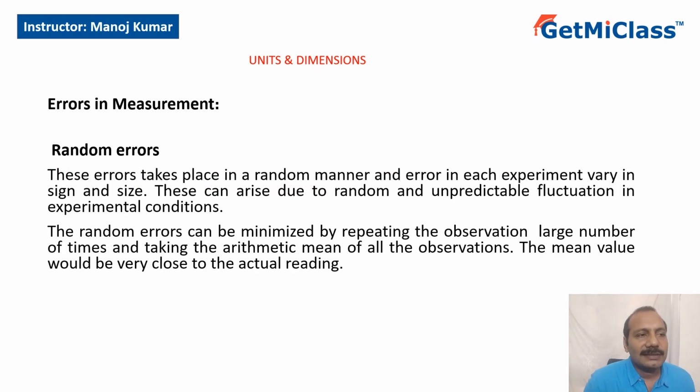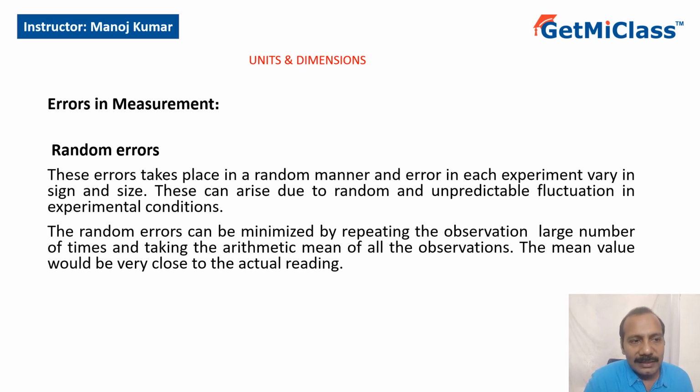The next type of errors are random errors. These errors take place in random manner and the error in each experiment varies in size as well as sign. That means random errors can be positive or negative. And because they occur randomly, we don't have any control on them. So these are the errors which occur due to conditions which are beyond our control. This can arise due to random and unpredictable fluctuations in the experimental condition. Change in the pressure, change in the temperature, anything which is beyond our control. If that results in an error, that's called random error.